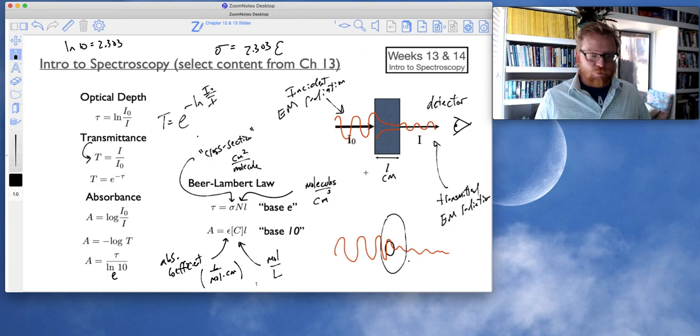Hopefully that was good review. All forms of spectroscopy generally follow this mantra, at least all transmission spectroscopy techniques. Not all spectroscopy techniques are transmission techniques, and we'll talk about those as well.